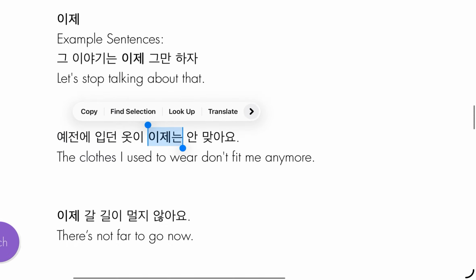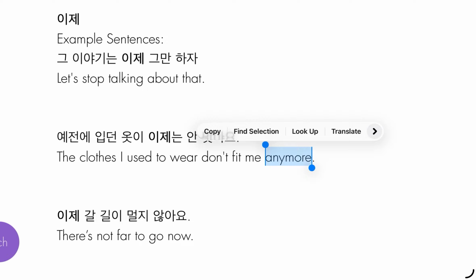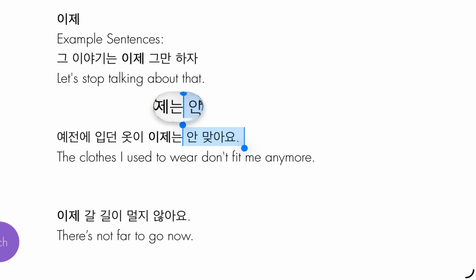Anymore. Now if you look up the word anymore, obviously there's going to be a different word, but the English is just representing the feeling of the Korean, not exactly one to one. So from now on, the clothes I used to wear, from this moment on, 안 맞아요, don't fit, right? 맞아요 can be used not just to say something is correct, but to say that something fits. So 맞아요, 안 맞아요. From this moment on, they don't fit me anymore. The clothes I used to wear now don't fit me anymore.